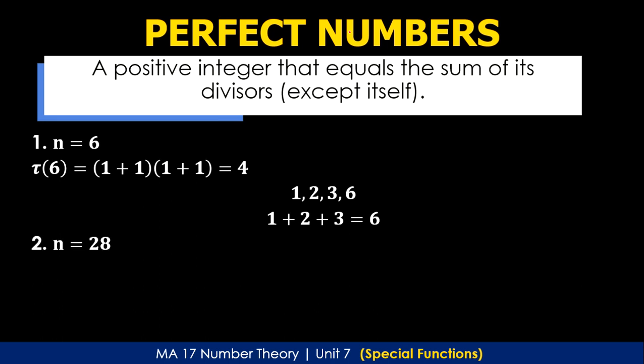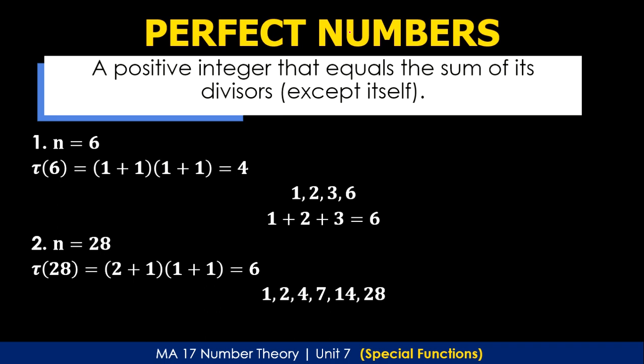Another, 28. If we apply again the tau of 28, that's 6. Those are 1, 2, 4, 7, 14, and 28. And then let's add all those positive divisors except 28. And still we have the sum, which is 28. 1 plus 2 plus 4 plus 7 plus 14 is 28.